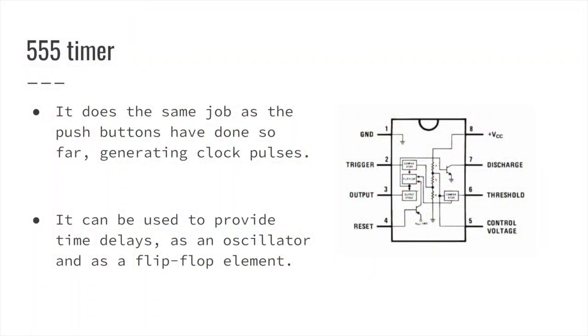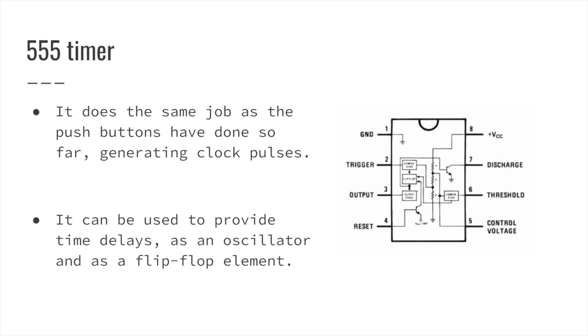The 555 timer is not named after its inner circuit, which is surprising because it has 3 5K ohm resistors which are connected in series and used as voltage dividers. It does the same job as the push buttons have done so far, generating clock pulses. It can be used to provide time delays, as an oscillator, and as a flip-flop element.